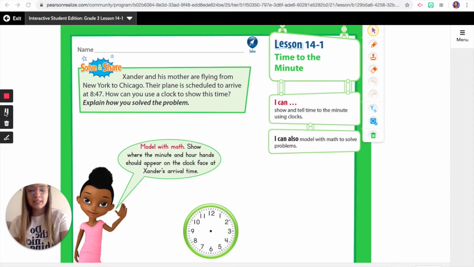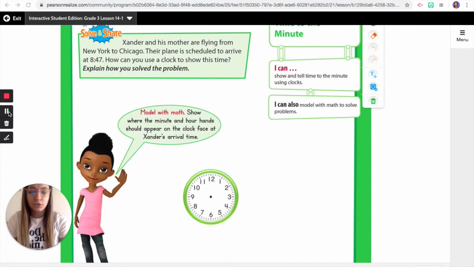So let's get started. The first thing that we're going to do is solve this solve and share. So let me go ahead and read it to you. It says Xander and his mother are flying from New York to Chicago. Their plane is scheduled to arrive at 8:47. How can you use a clock to show this time?